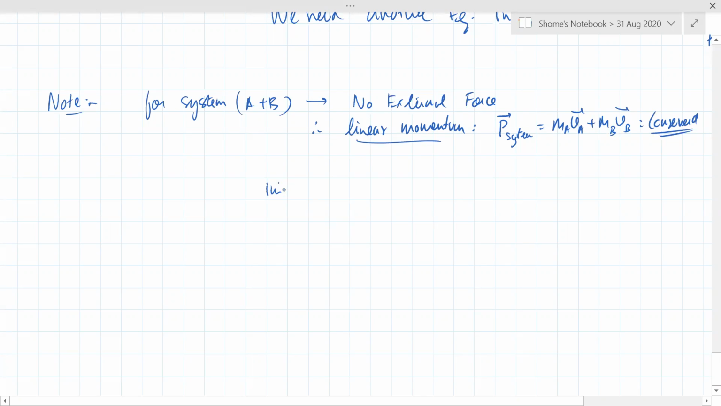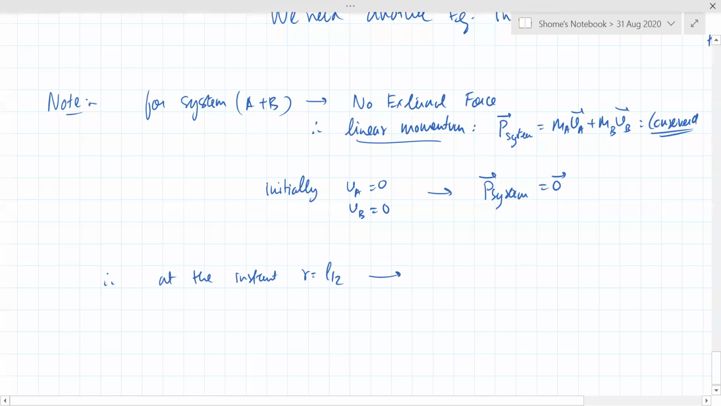Now, initially, VA and VB were both zero. So the linear momentum of the system is how much? It's zero. So therefore, at the instant when R becomes L by 2, the momentum of the system should still be zero.